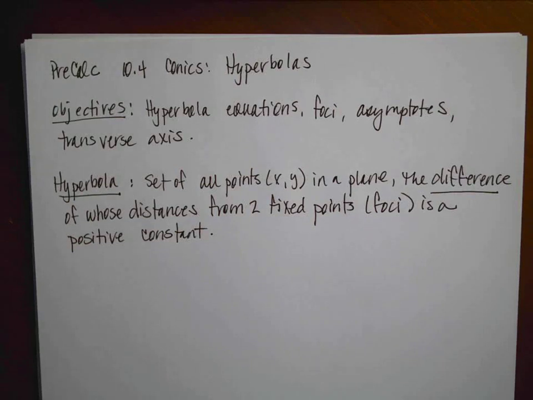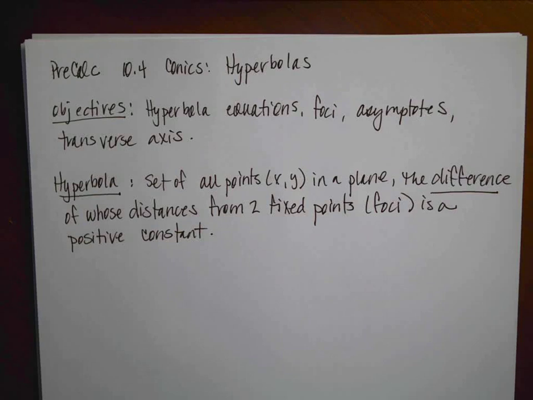Hello, math humans. We're going to do 10.4 today. We're going to be talking about our conic section hyperbolas. So our objectives are that we're going to find or develop the hyperbola equations and talk about vocabulary words: foci, asymptotes, and the transverse axis.